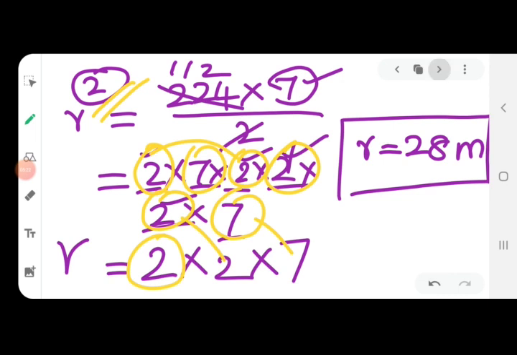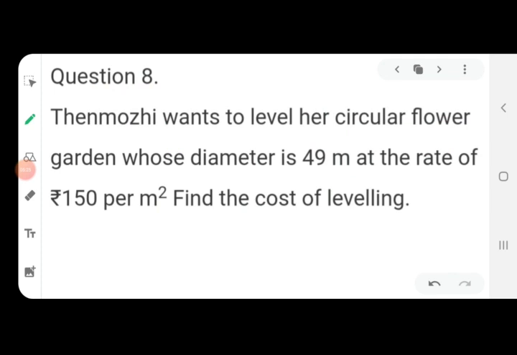Next, question number 8. Tenmozhi wants to level her circular flower garden whose diameter is 49 meters at the rate of 150 per meter square. Find the cost of leveling.